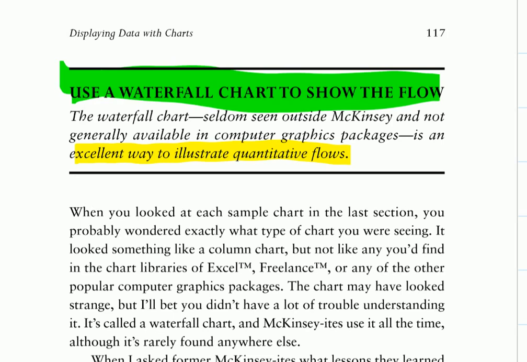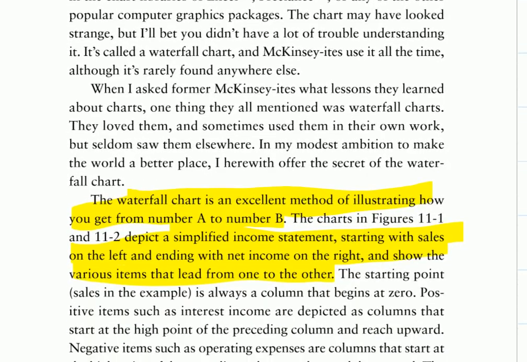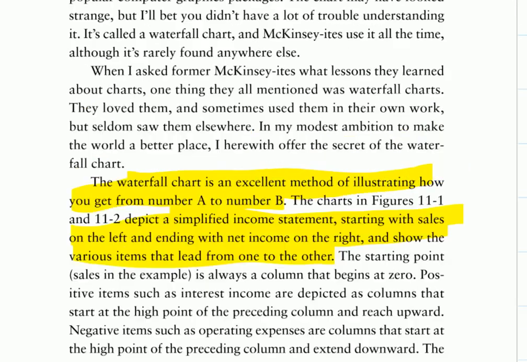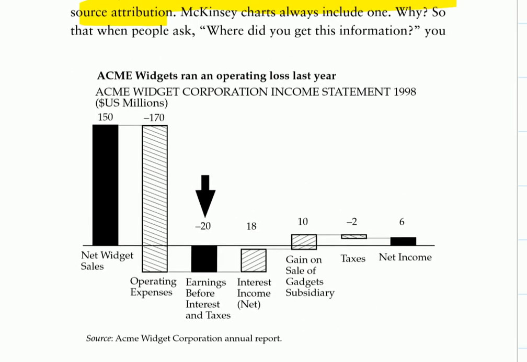Then the author talks about waterfall charts. He says use a waterfall chart to show the flow. He says that this is an excellent way to illustrate quantitative flows. Now, what do you mean by quantitative flows? So that means it shows how you are getting from number A to number B. So we'll just give an example of a waterfall chart here. Here we are starting from sales, then we are showing operating expenses, then how we reached EBIT, then how we reached the PAT, and then the other income that were there. So this just shows how you reach from 150 rupees of sales to 6 rupees of profit. What were the things that you incurred in this process?